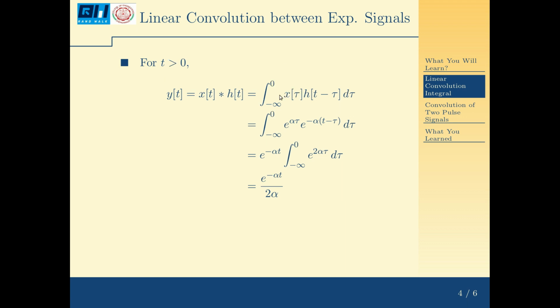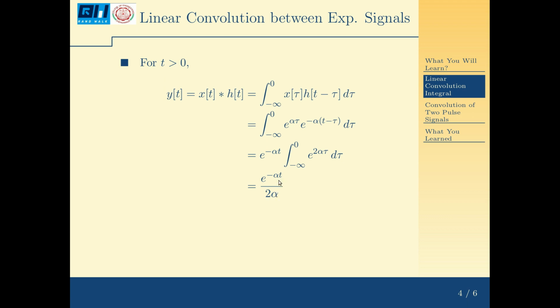So that is the integral from minus infinity to 0 of x(tau) h(t minus tau) d tau. So it becomes the integral from minus infinity to 0 of e raised to alpha tau, e raised to minus alpha into (t minus tau) d tau. Out of this, e raised to minus alpha t comes out, and the integral is from minus infinity to 0 of e raised to 2 alpha tau. This becomes e raised to 2 alpha tau by 2 alpha. Only the upper limit applies, because the lower limit leads to 0. The upper limit is e raised to 0, that's 1 by 2 alpha. So this integral ultimately evaluates to 1 by 2 alpha.